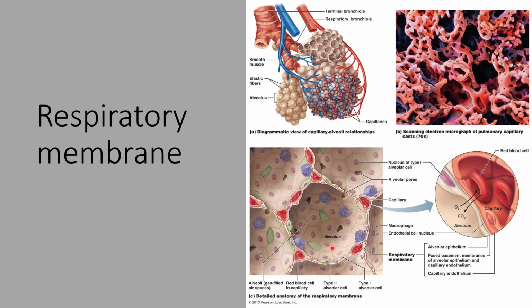Surfactant decreases surface tension. It keeps that shell from forming. So when the alveoli deflate, it's very easy to re-inflate them. So type 2 cells, simple cuboidal epithelium, secrete surfactant.